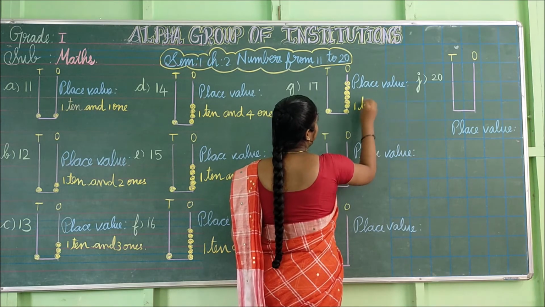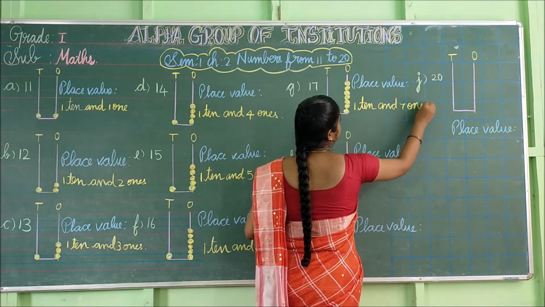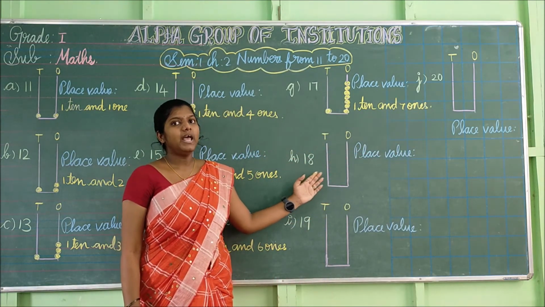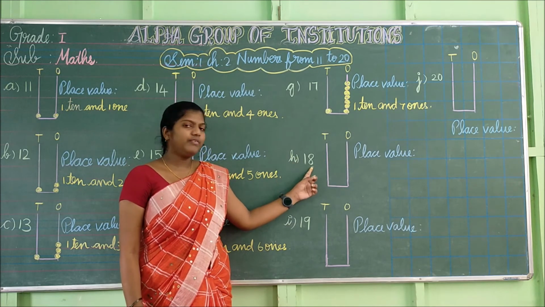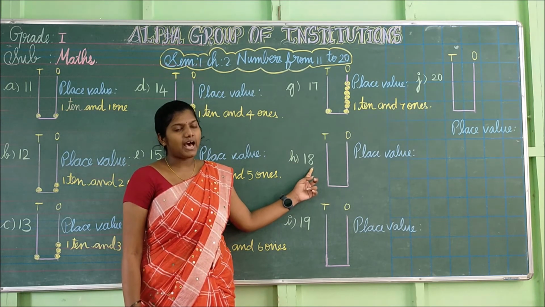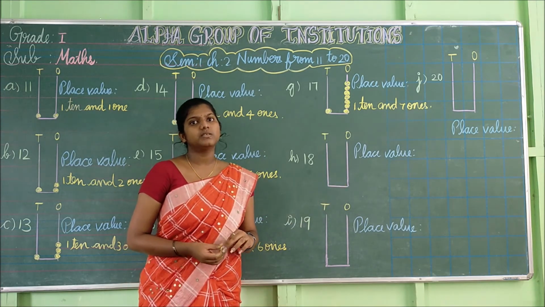1 ten and 7 ones. Next, what is this? Number 18. So what do we have in the ones place? Yes, we have 8. So I am going to draw 8 beads in this ones column.